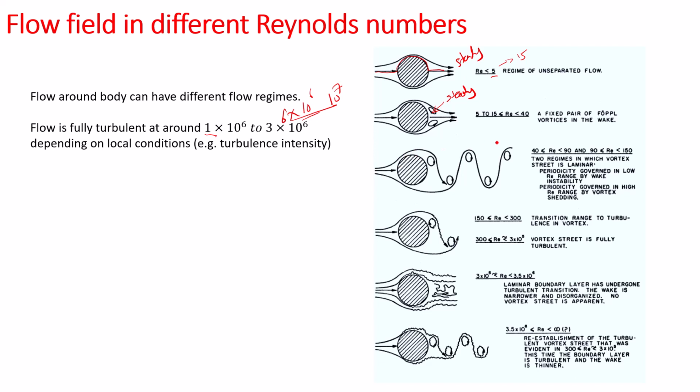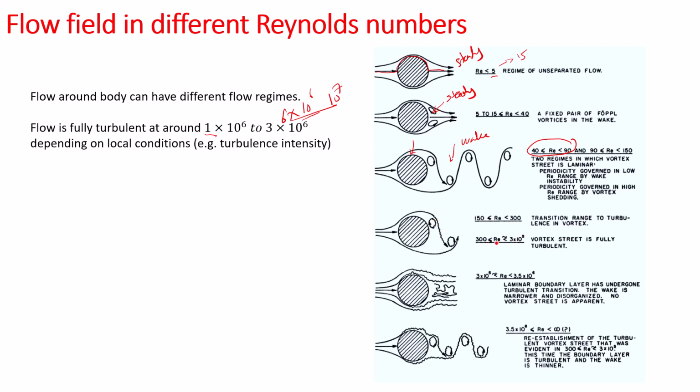But here you can see that when Reynolds number is 40 to 90, again the flow is completely laminar in the boundary layer, which is here, and also in the wake region, which is here. But in this Reynolds number range, the flow is governed by the wake instability. But from 90 to 150, the flow is governed by the vortex shedding. And then from 150 to 300, the transition to turbulence in the vortex. So flow is now in the transition range in the vortex.